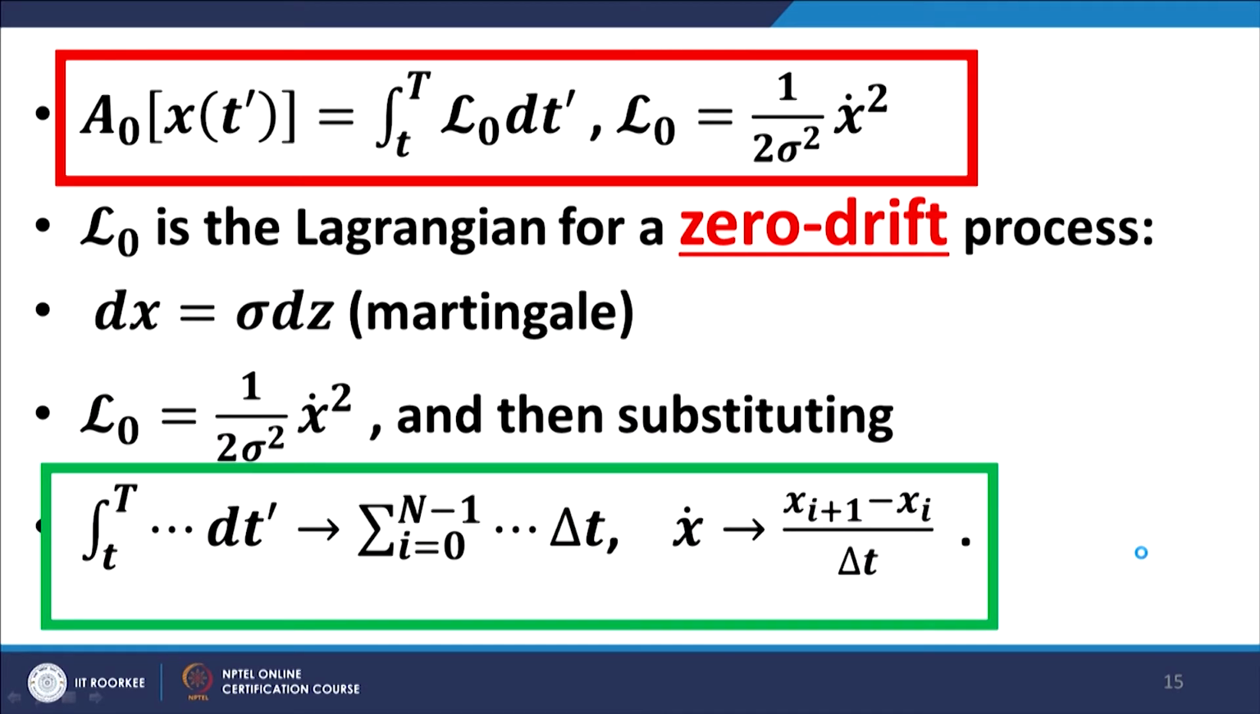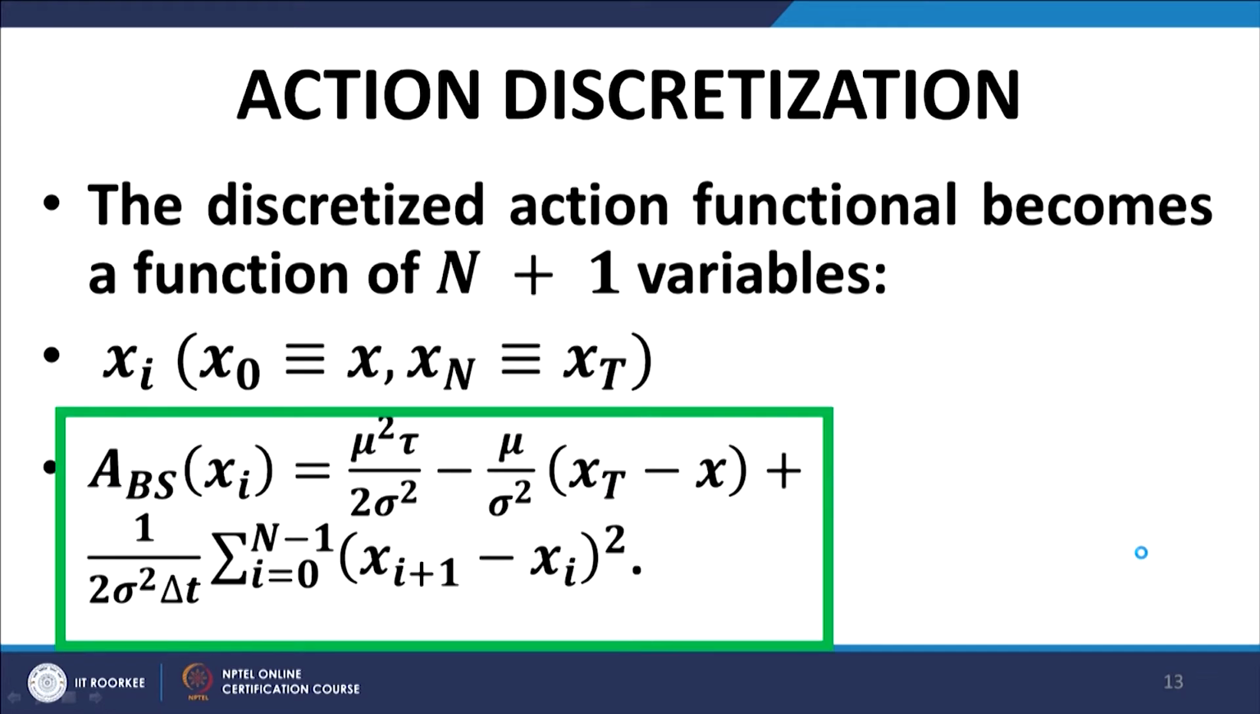So this is the substitution: we substitute the integral by the summation, with dt being substituted by delta t, and x dot being substituted by x_{i+1} minus x_i upon delta t. This is the standard process, and that gives us, yes, here it is. This last term corresponds to the term that I have been talking about.